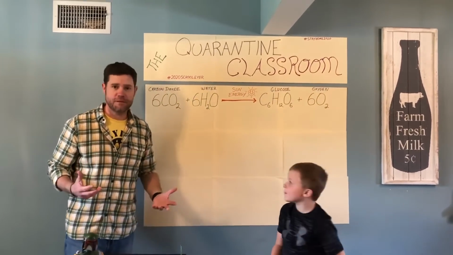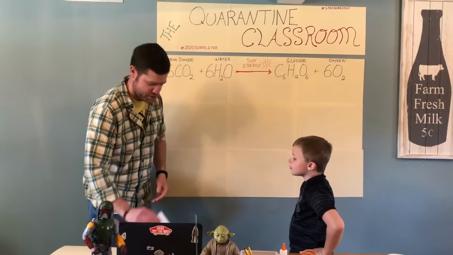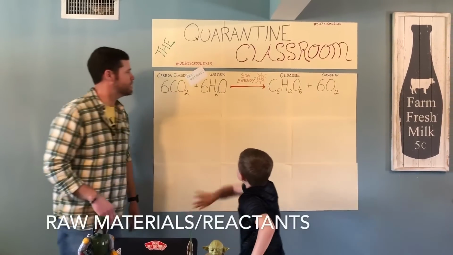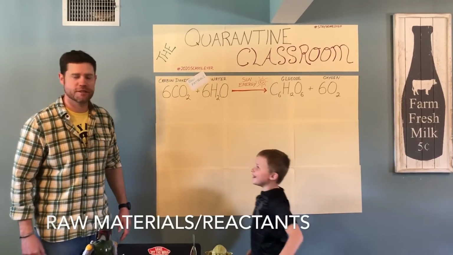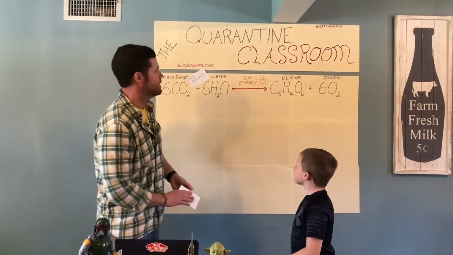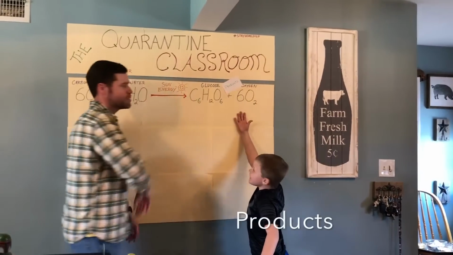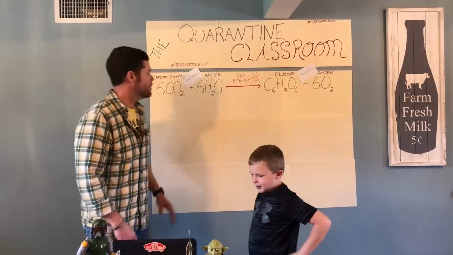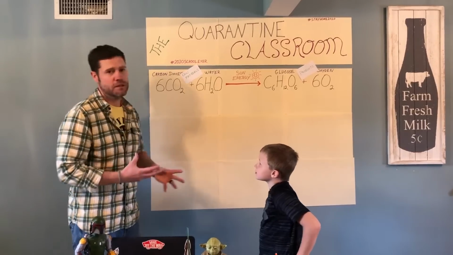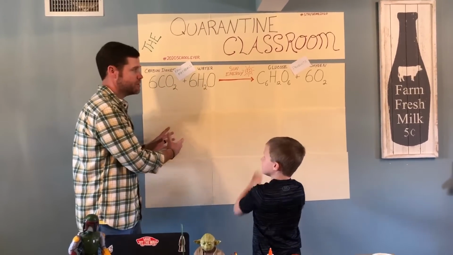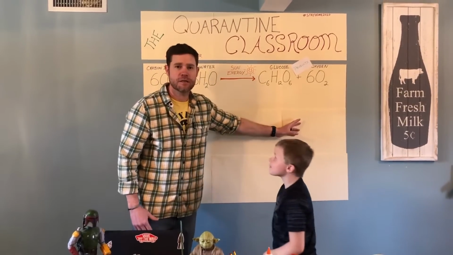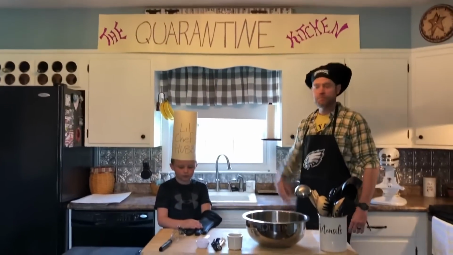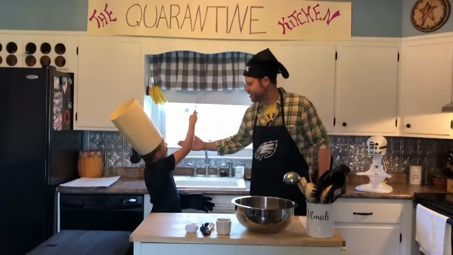What does all this mean? We have to look at the two sides of the equation. On the left side, we have carbon dioxide and water. This is the raw materials of photosynthesis. On the right side of the equation, what's known as the products of photosynthesis. We are going to break this down into what is in the materials and what is in the products as we go forward. But first, back to the quarantine kitchen, right?